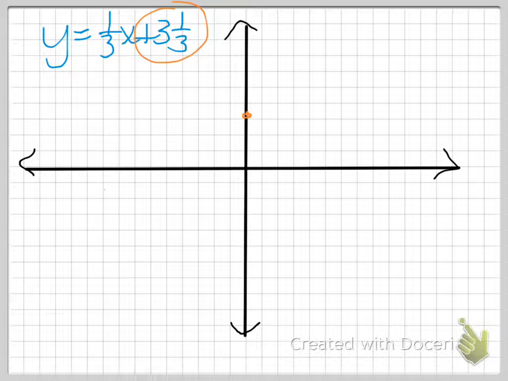And then the slope is 1/3, so up 1 over 3. So I'm going to go up 1 over 3. I'm going to do it one more time. So it's about like that.